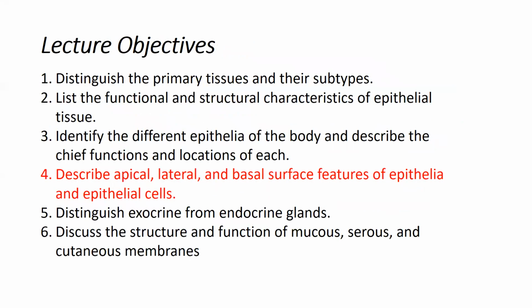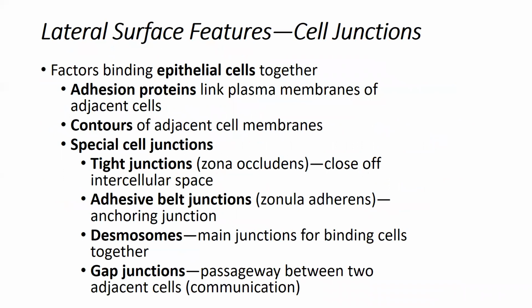All right, so objective 4 is describing apical, lateral, and basal surface features of epithelia. So what's going on in the apical surfaces? Kind of sort of started talking about that. What's going on in the lateral surfaces, and what's happening at the basal surface. So first we'll start with the lateral surfaces. And the lateral surface features of epithelial tissue basically have 3 factors to keep the integrity of that tissue.